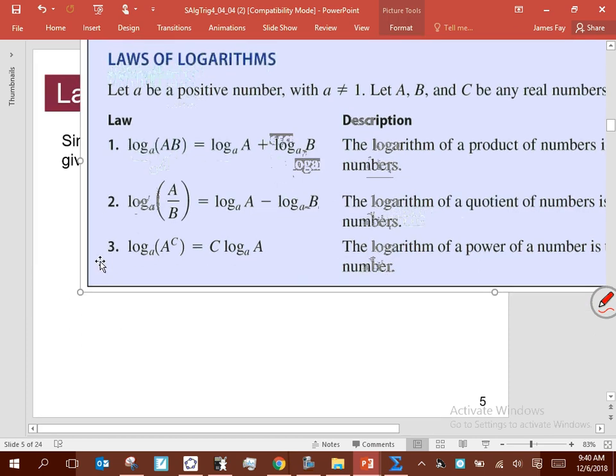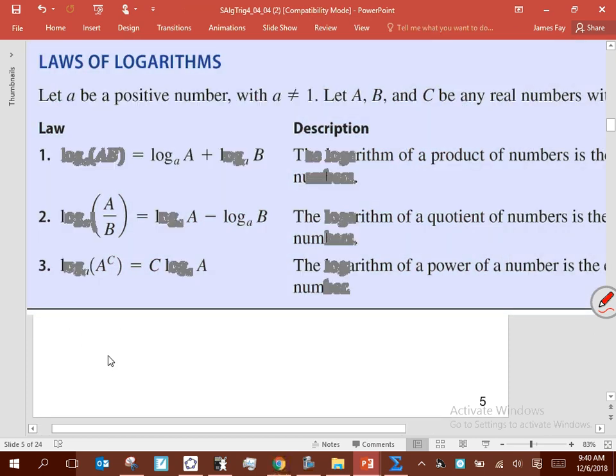All right. These 3 laws of logarithms. Remember those from last year? Those laws of logarithms allow us to take arguments that have multiplication in them and expand them as logarithms summed together. Or it allows us to take logarithms that have division and expand them to subtraction. It allows us to use a power rule down there at the bottom.